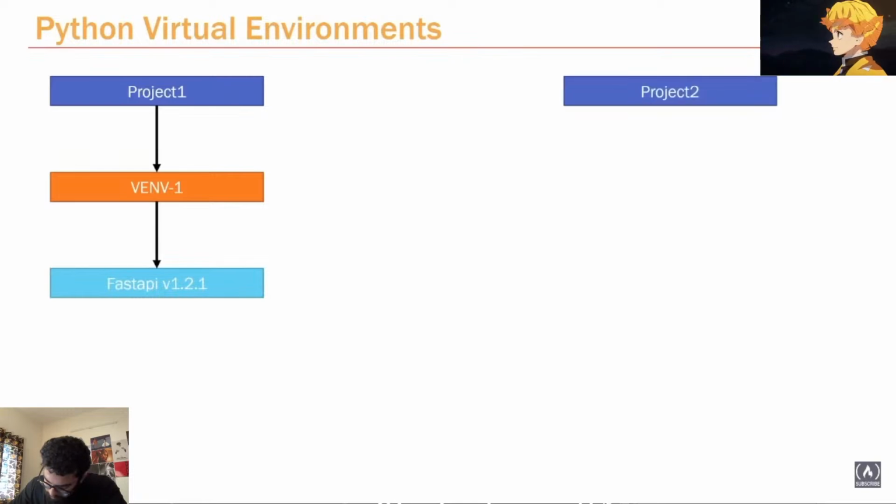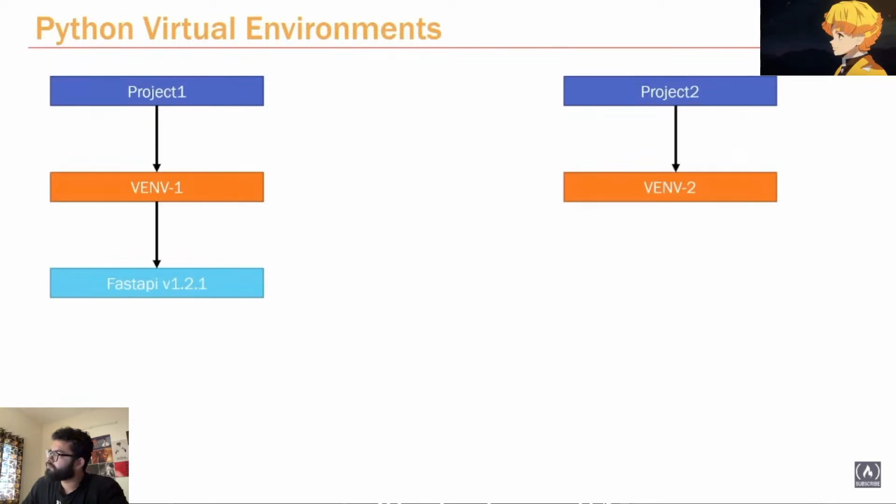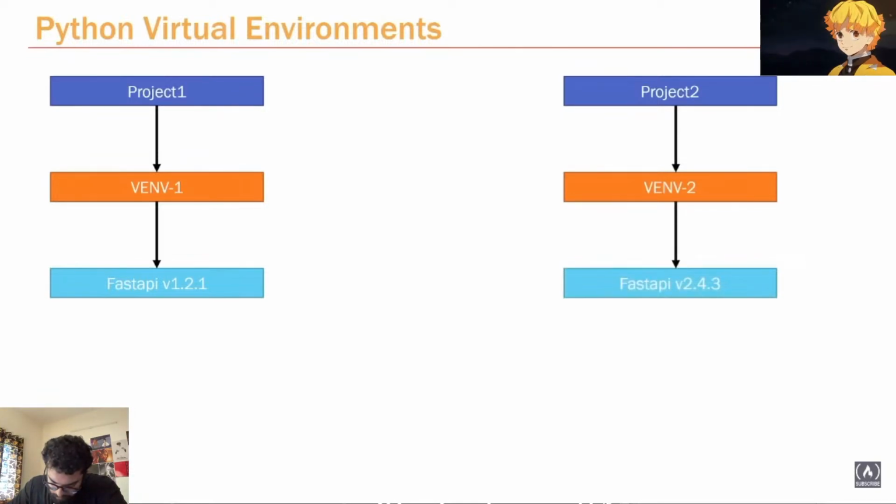And so when we create a second project, we can create its very own virtual environment as well. We'll call it virtual environment 2. And within this virtual environment, we can install any version of any package that we want. So then we can install version 2.4.3. Both of these virtual environments are completely separated, completely isolated from one another. And so we can essentially install multiple different versions of a single package for each of our projects. That way our projects don't end up stepping on the toes of other projects.